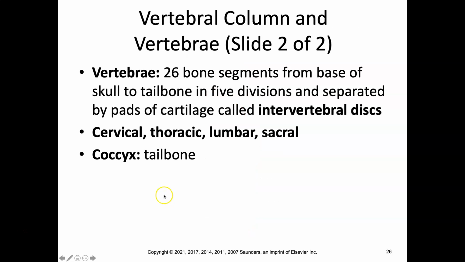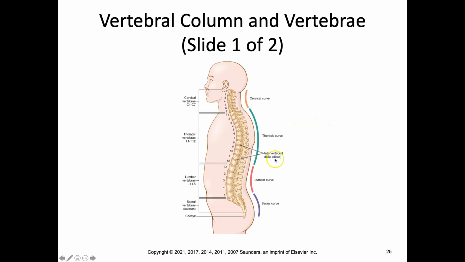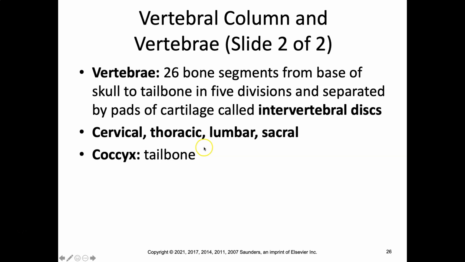Okay, you have 26 bone segments. We just looked at that in 5 divisions, separated by pads of cartilage called intervertebral discs. Those are in between. They don't show them here, but they're actually in between the vertebrae, and they cushion. And so we talked about all of that.